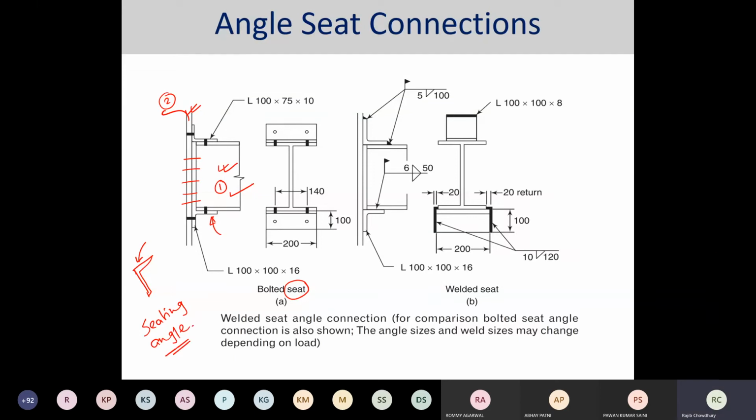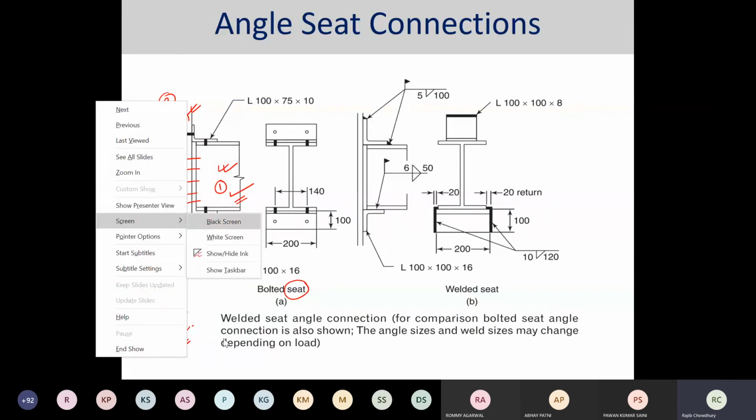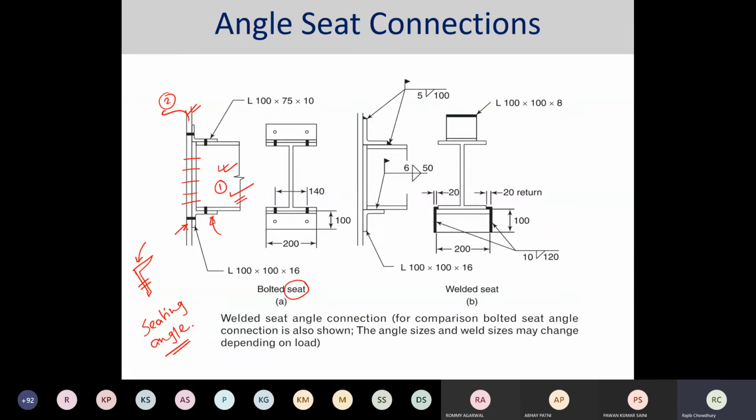What is meant by the sitting angle? Over this angle the beam is sitting, and the bolts are connected from this angle to the column, and in a similar way the bolts are connected from one leg of that angle with the beam. So this is called the sitting angle connection or seat connection.